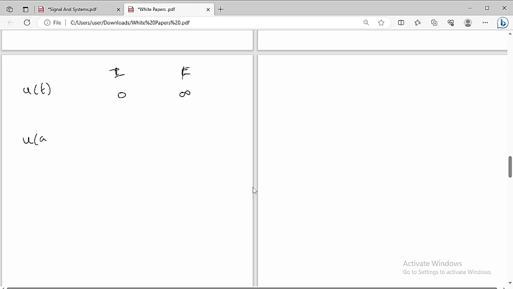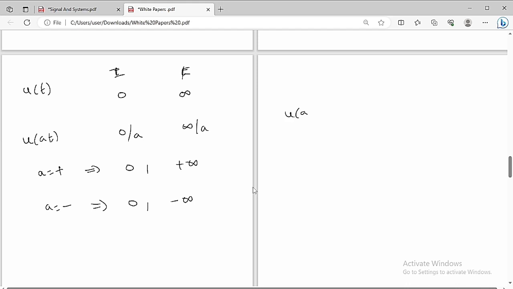Then what is u of at? They are doing a scaling. Scaling means you have to divide by the scaling factor: 0 by a and infinity by a. Suppose if a is positive, then what are we going to get? 0 and plus infinity. Suppose if a is negative, then what are we going to get? This is 0 and this is minus infinity. If a is positive, you get 0 and infinity. If a is negative, you get 0 and minus infinity.